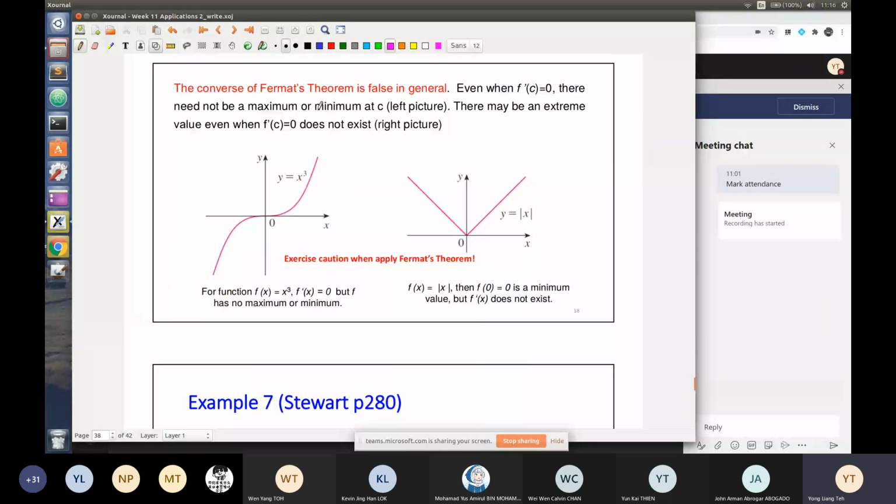So this is what I just mentioned, right? The converse of Fermat's theorem is actually false in general, right? Even though when you have f prime equals to 0, there might not be a maximum or minimum at c, yeah? Okay, so precisely demonstrated by this inflection point here. Okay, for example, given by y equals to x cubed quite easily. So same thing here, right? So exercise caution when you apply Fermat's theorem. Okay, so we have to do further checks. Later on, I'll tell you how to do the check, using a first derivative test or a second derivative test.